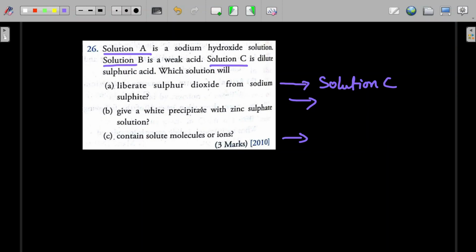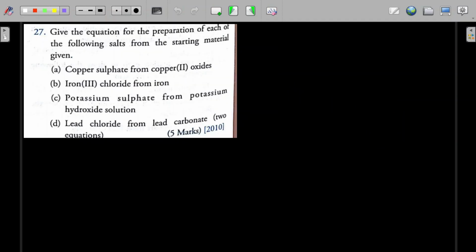Give a white precipitate with zinc sulfate solution. Yes, Dhruva, tell me. Zinc sulfate. So, solution A, yes, sodium hydroxide. This is what you will learn in analytical chemistry. Zinc hydroxide will form, which is a gelatinous white PPT. Definitely the solute molecules or ions, that should be solution B. Give the equation. Okay.